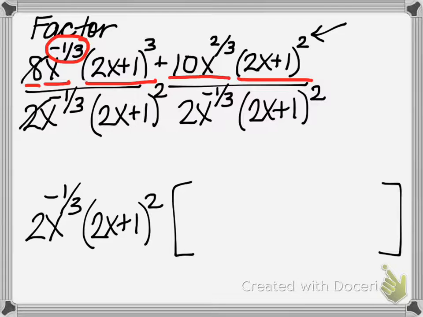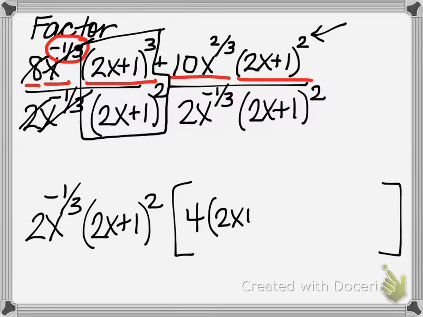So 2 divides into 8 4 times. x to the negative 1/3 divided by x to the negative 1/3 is 1. And then we have 2x plus 1 cubed divided by 2x plus 1 squared, which would leave us with the quantity 2x plus 1, technically to the first power, but we don't need to write that exponent. Just as a reminder, how we obtained that was actually by subtracting these exponents. So 3 minus 2 left us with an exponent of 1. Plus 2 divides into 10 5 times.